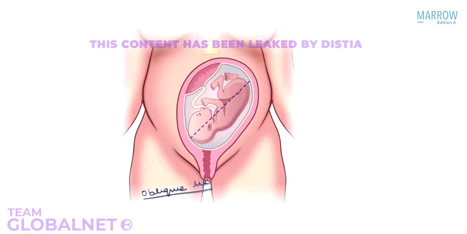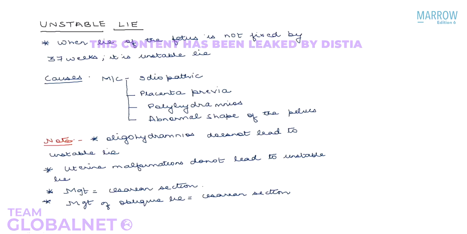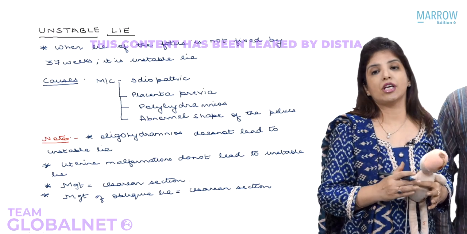And if long axis of the mother and long axis of the baby are making an angle which is less than 90 degrees, obviously, that is what is oblique lie. Right? Now, in transverse lie and in oblique lie, in both these conditions, you have to go for a cesarean section. Right? Now, there is something which is called unstable lie.